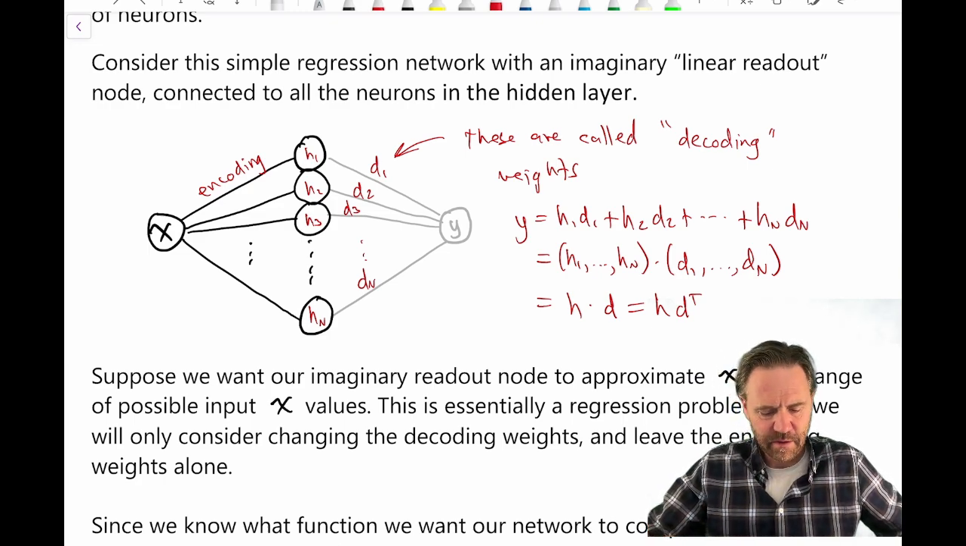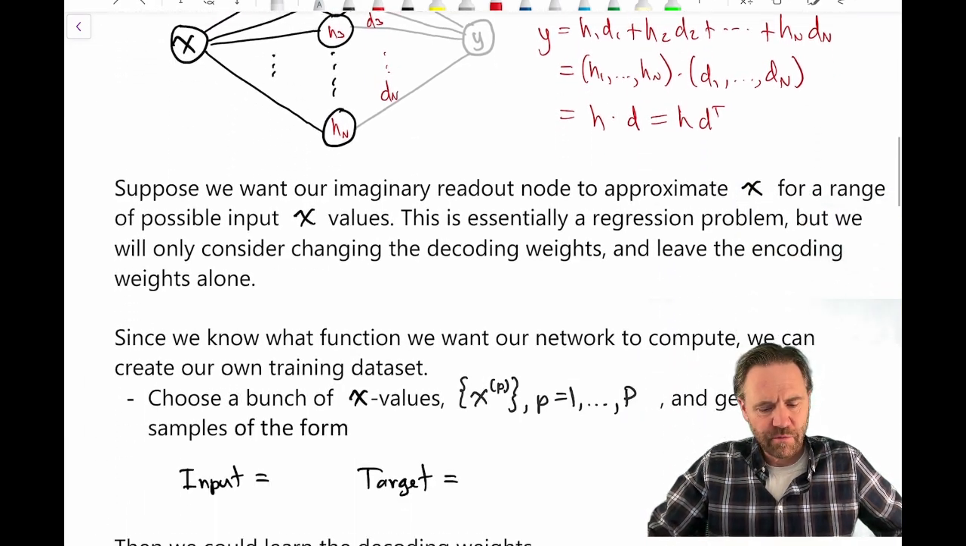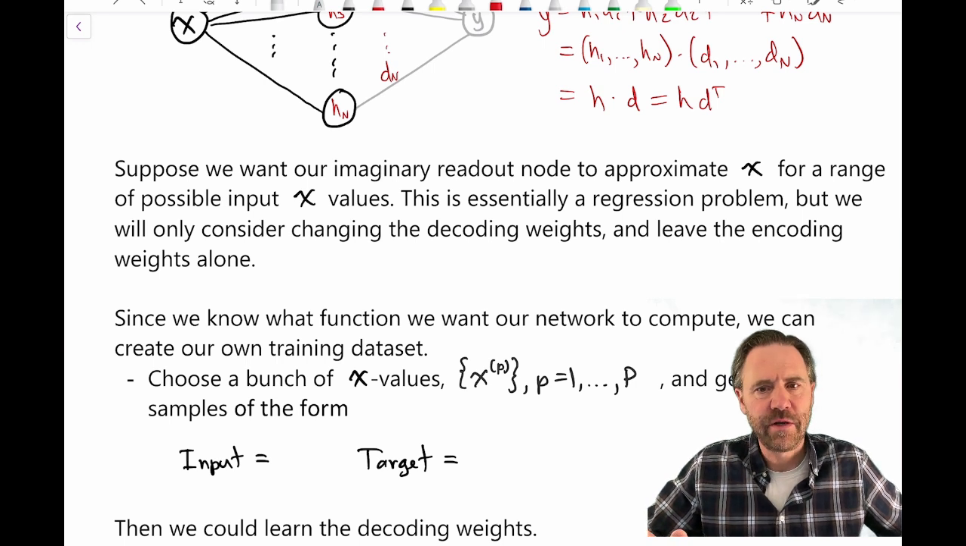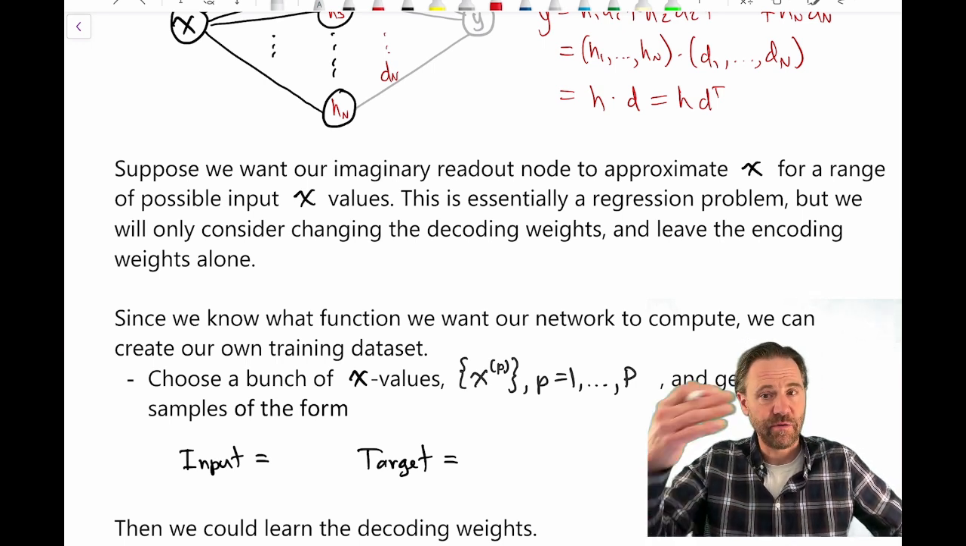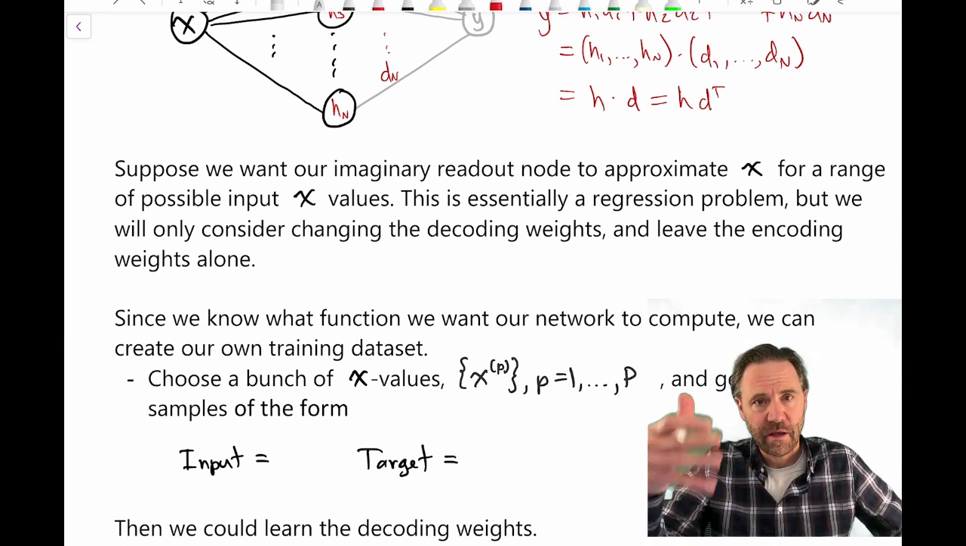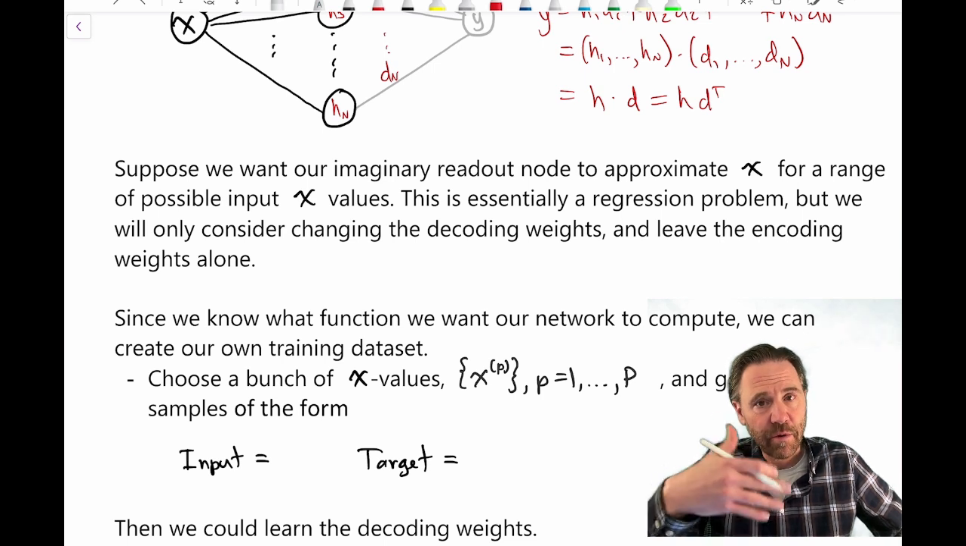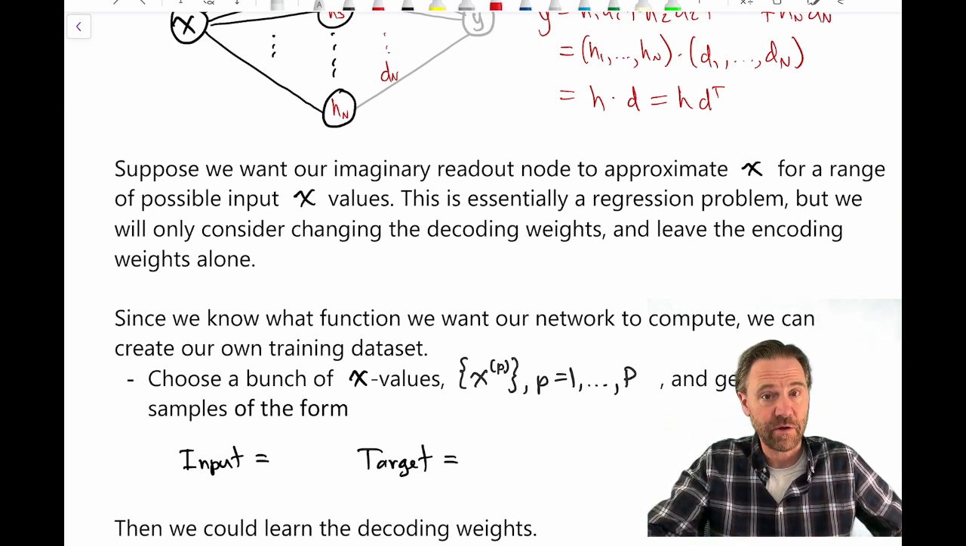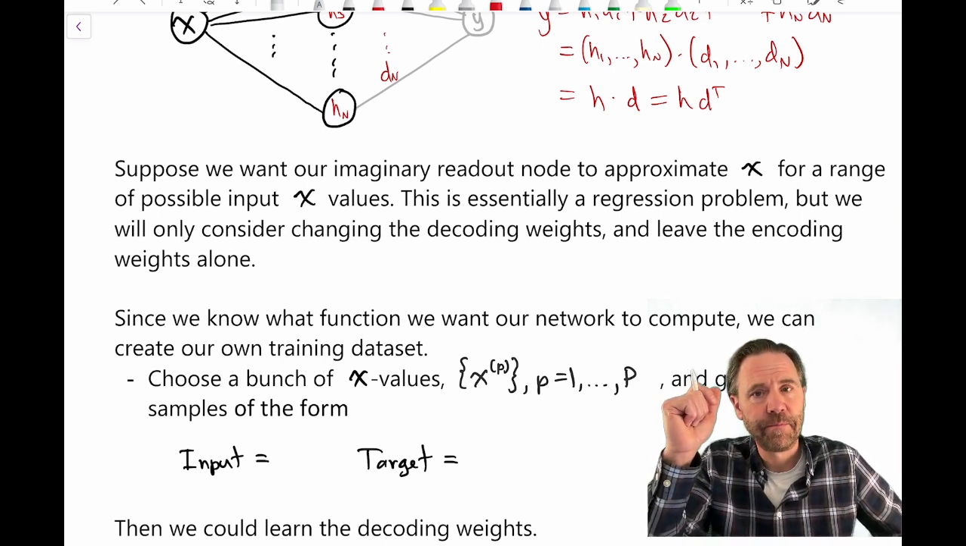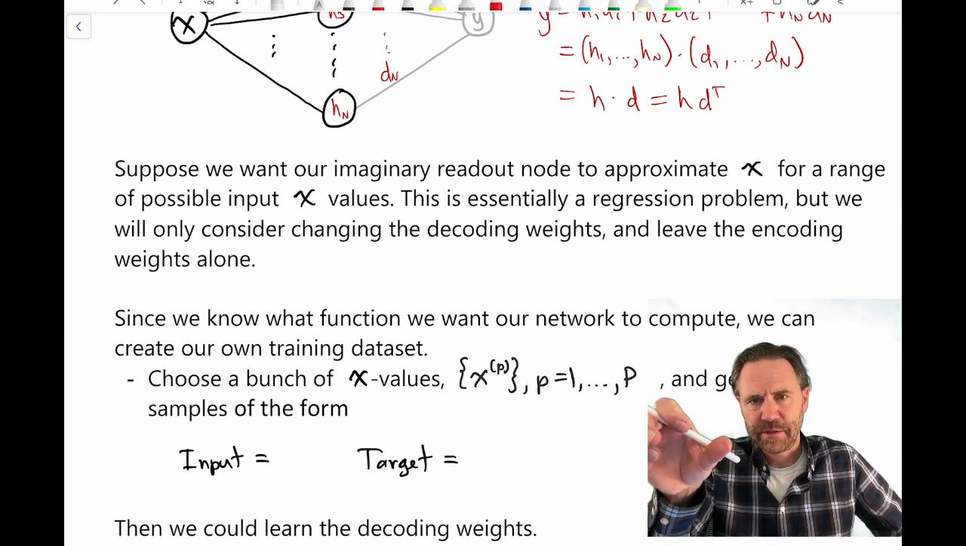Now suppose we want our imaginary readout node to approximate X. The input was X, the hidden layer is encoding X, and we want to see if we can decode that value from that hidden layer. Now we have to have a specific range that we're going to decode that for.